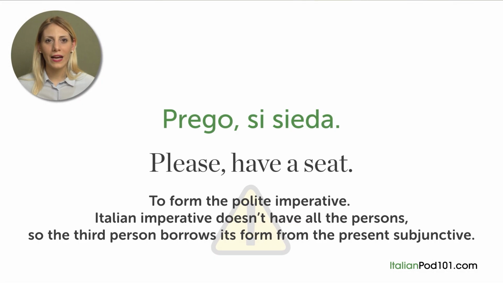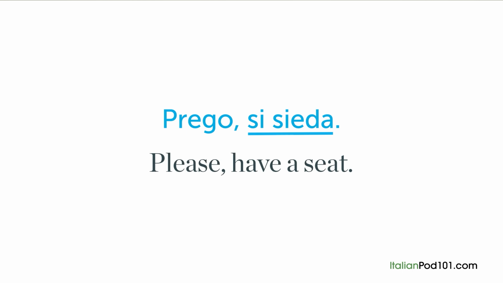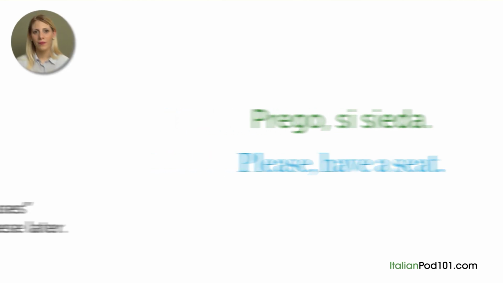To form the polite imperative. Italian imperative doesn't have all the persons, so the third person borrows its form from the present subjunctive. Prego, si sieda. Please, have a seat.